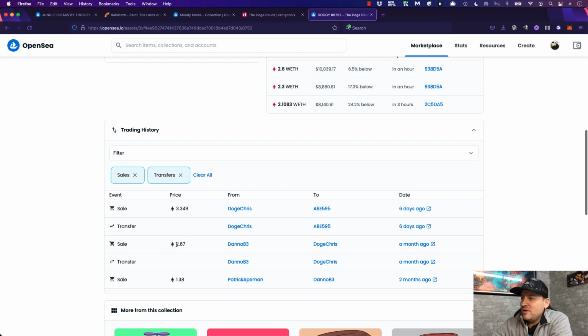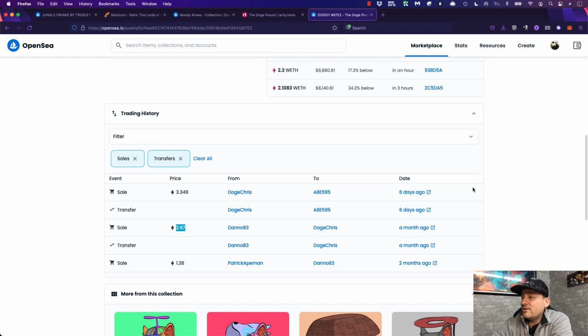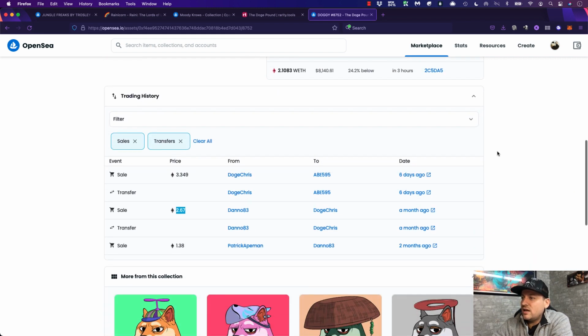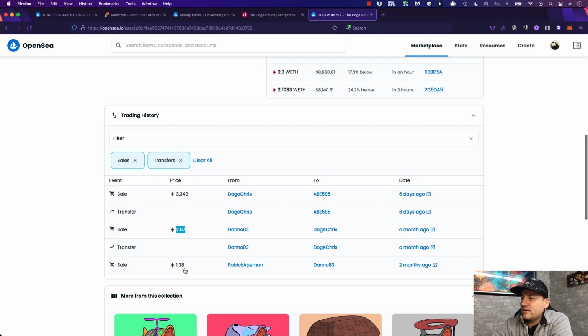This person made money. This person made money. They just made a quick little flip in a short amount of time, 2 months, a month, and they made, you know, $3,000, $3,000+. If you figure 1 ETH is $3,800 as of today, that's a pretty good flip. In fact, this person to here made a really good flip. This person to here didn't make as much.